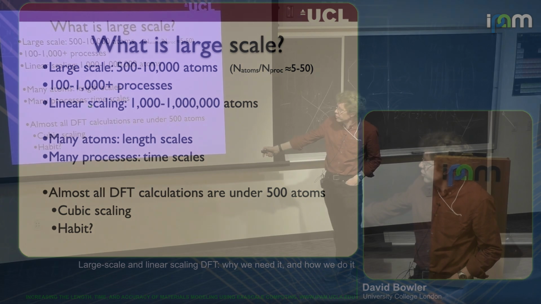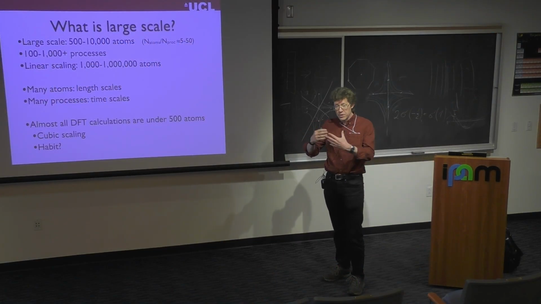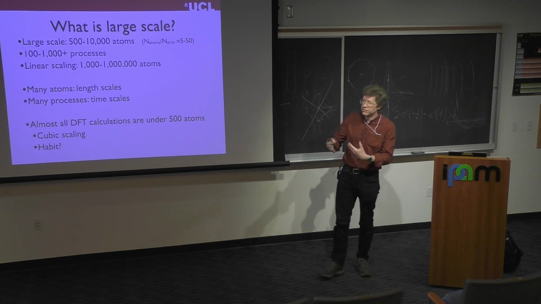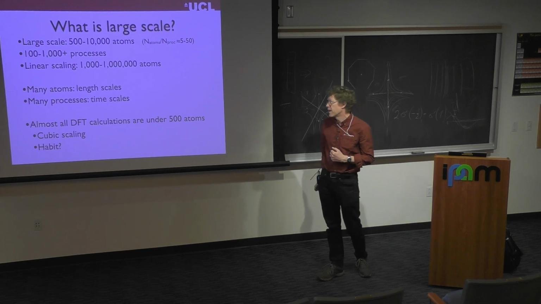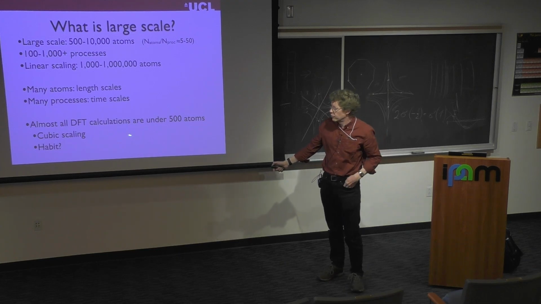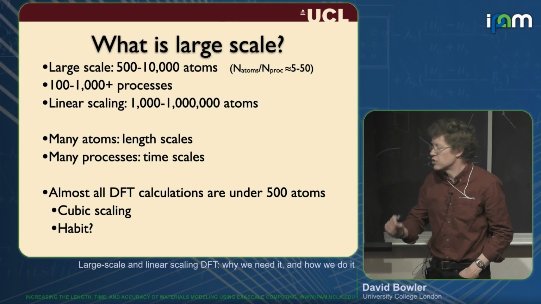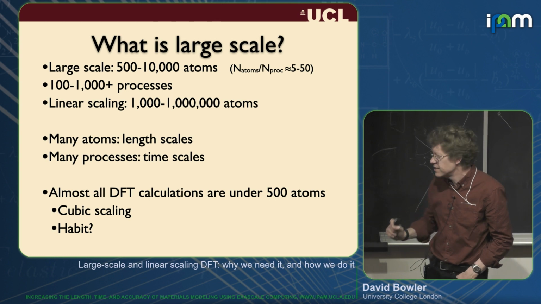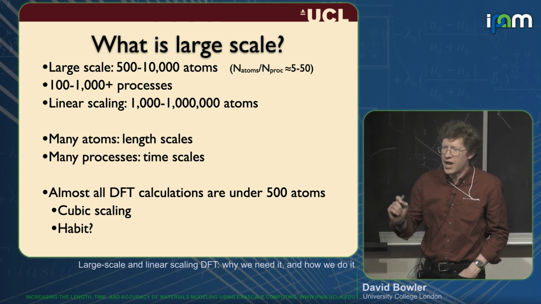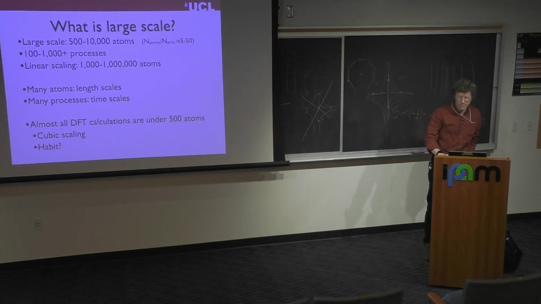If you can go to many processes, then you can reduce the number of atoms per process, and you should be able to go to longer timescales because the time per MD step or the time per self-consistent cycle should reduce. And a question that I'm going to come back to in a moment, which a number of people here have already asked me, is why are so many DFT calculations so small? Why does everybody keep using cubic scaling? But maybe I think really it's just habit, and I'll talk more about that in a moment.